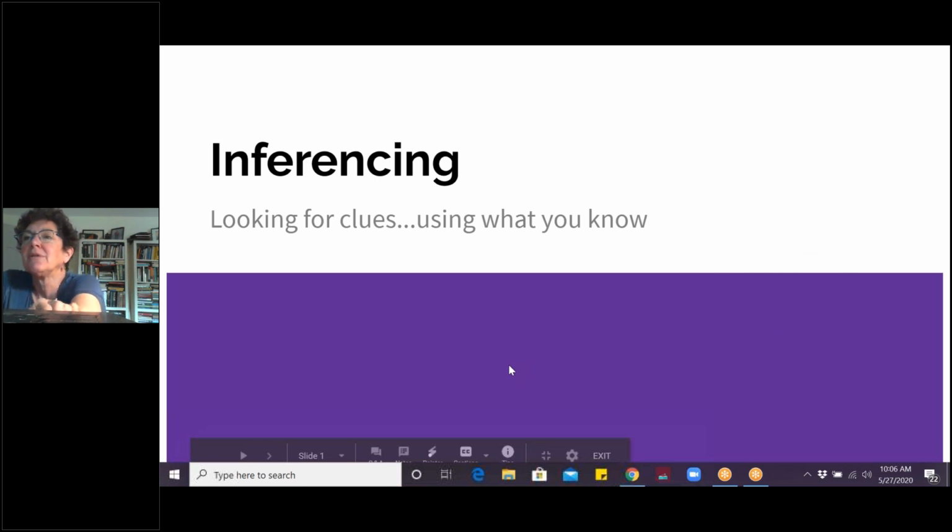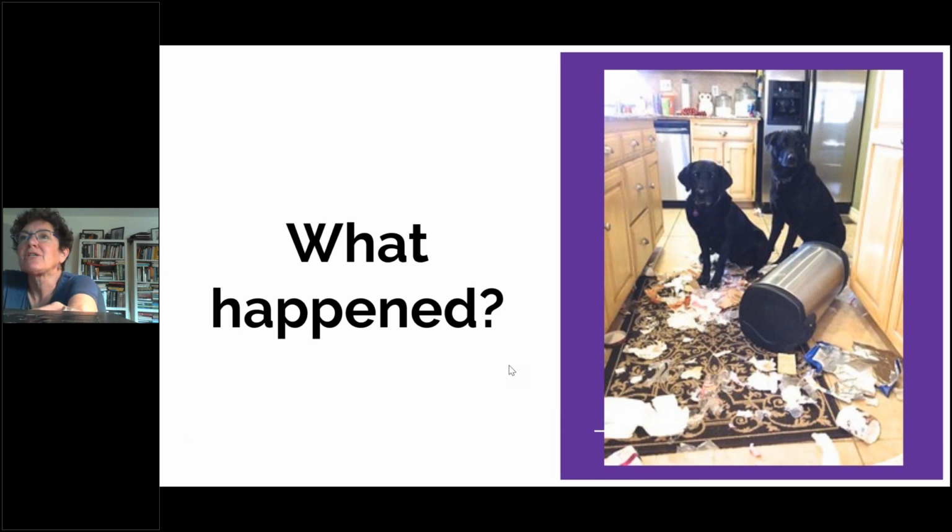Here's an example. So in this picture, this is what we know. We have two dogs sitting in the kitchen with a spilled over trash can. What happened? He tore up the trash can. We could certainly infer that the dogs tipped over the trash can, pulled everything out, and made a huge mess.